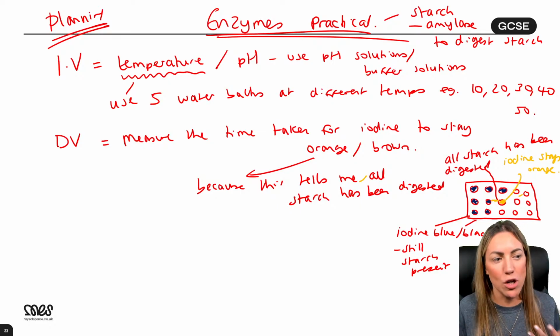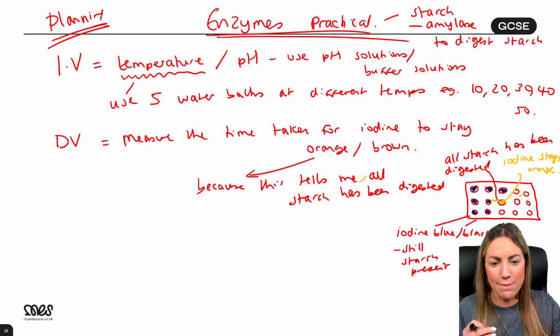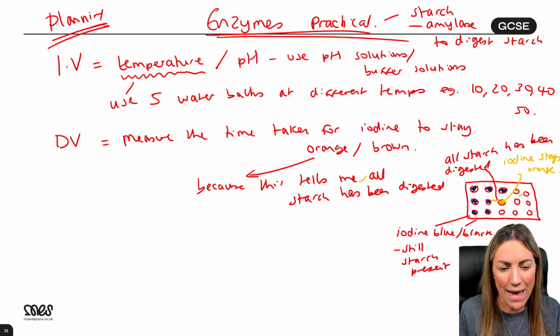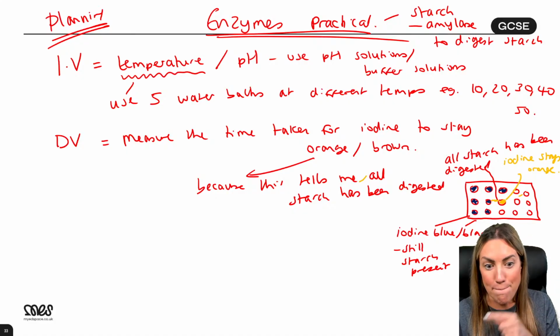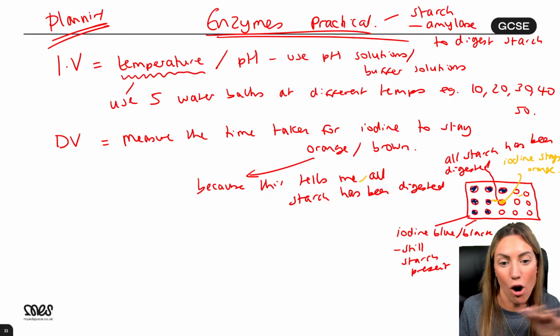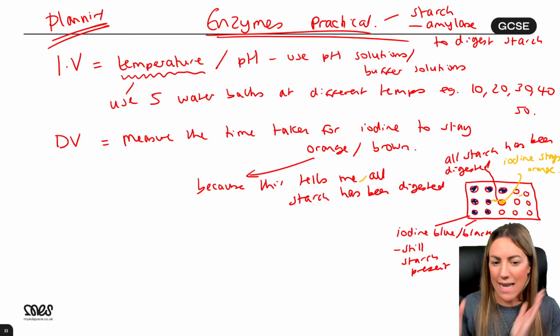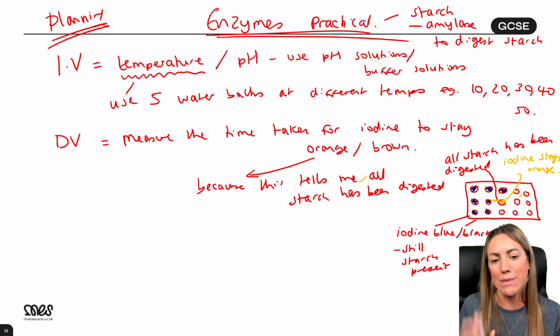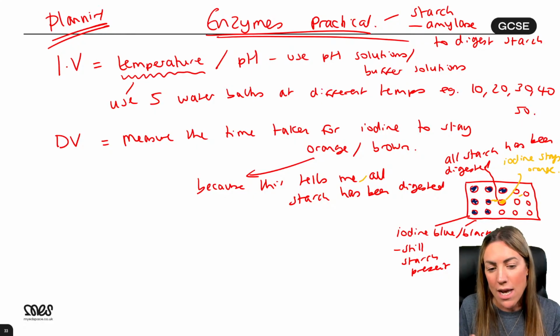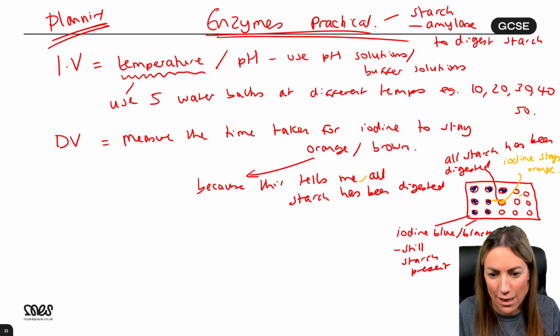Well, Amar, I can't say for other subjects, but for me, the best way I find to structure is I tell the examiner, this is my independent variable. This is how I'm going to change it. This is my dependent variable, and this is how I'm going to measure it. So I'd say I need to measure the time taken for iodine to stay orange or brown because this tells me all the starch has been digested. So you'd take samples, you'd test them with iodine, and you'd record the time taken when the iodine stayed orange because that tells you there is no starch left. The amylase has broken it all down.